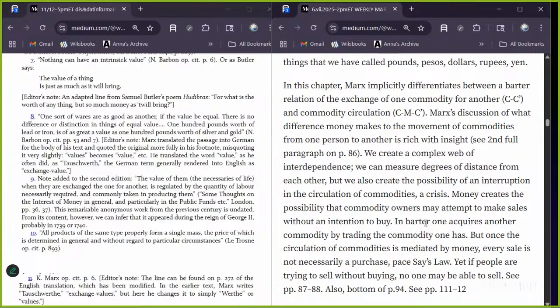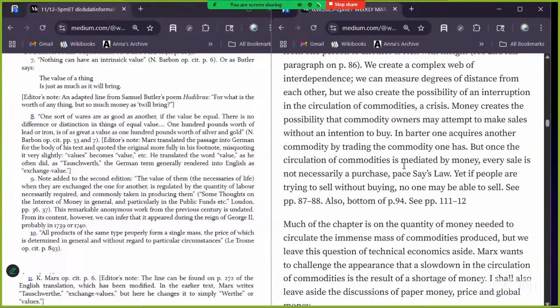In barter, one acquires another commodity by trading the commodity one has, usually in real time, right? But once the circulation of commodities is mediated by money, every sale is not necessarily a purchase. Pace Say's law. Yet, if people are trying to sell without buying, no one may be able to sell. See pages 87 to 88, also the bottom of 94, and also pages 111 to 112.